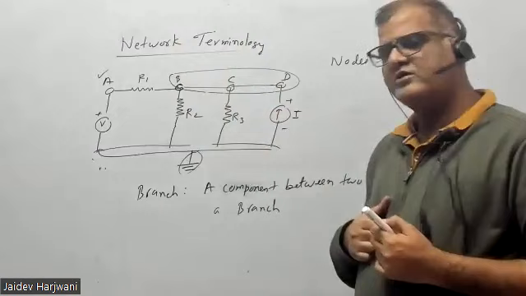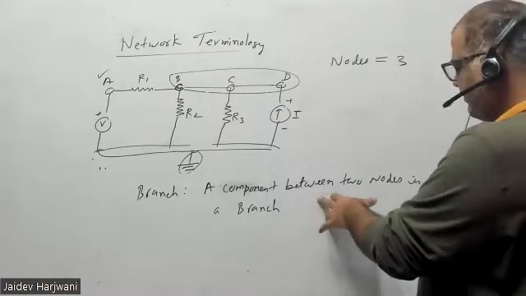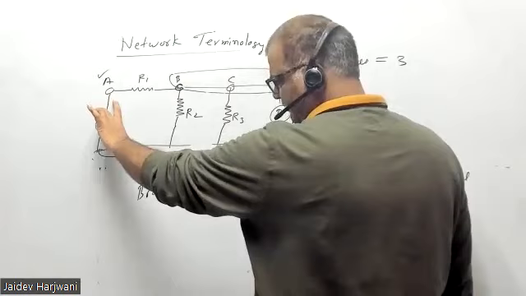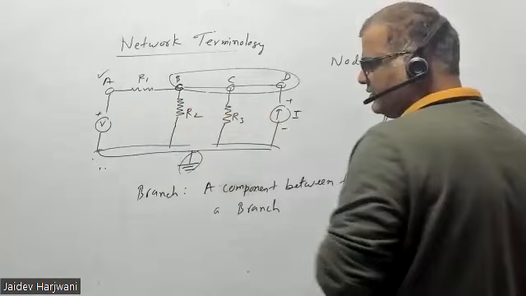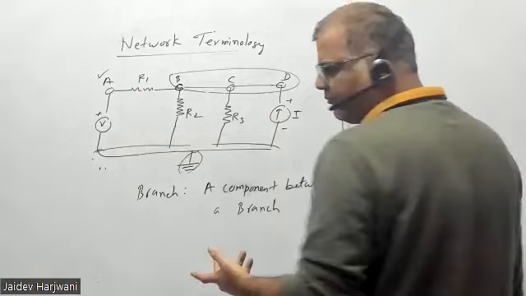So branch means a component between two nodes. This whole thing is a node, and between them is the component. So a component is basically a branch. There's no difference between branch and component. You count the components, that many branches are there. So 1, 2, 3, 4, 5. These are all network components, network elements. You call it a component or an element. There are five elements, so there are five branches.